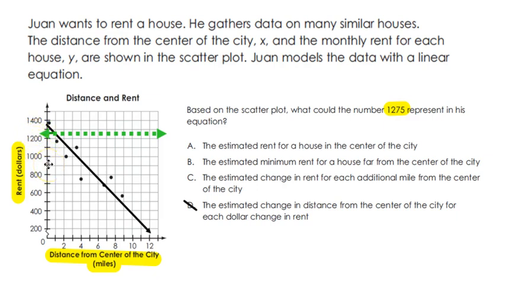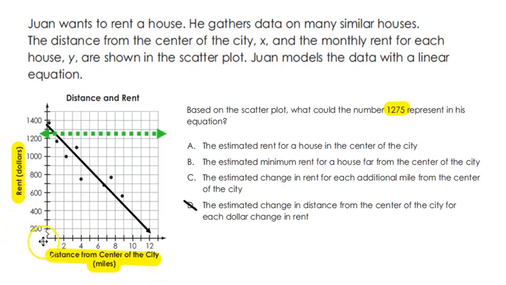So what makes the most sense? Let's go back and reread our options. The estimated rent for a house in the center of the city. The estimated minimum rent for a house far from the center of the city, and the estimated change in rent for each additional mile from the center of the city. So clearly we should know what center of the city means because it's in all three of them. So let's look at that for a second. That does relate back to distance, distance from center of the city.